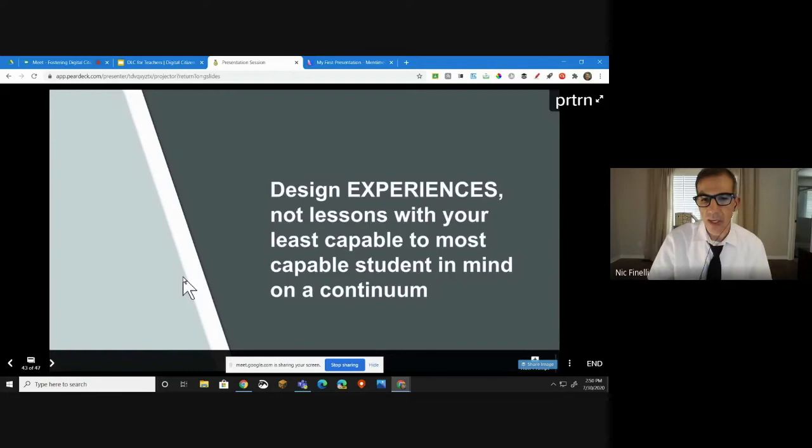But make sure you design them so that you know what your least capable student can do, and design it so they have ways to be successful, and then design it so your most capable students not only can be successful, but can also move their own growth and needle.